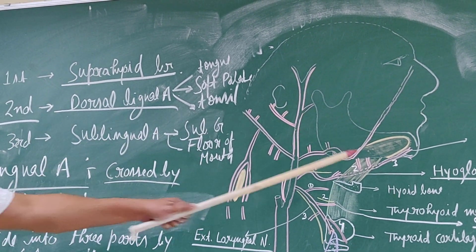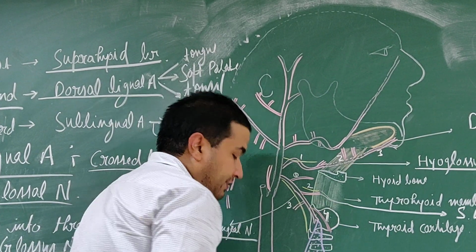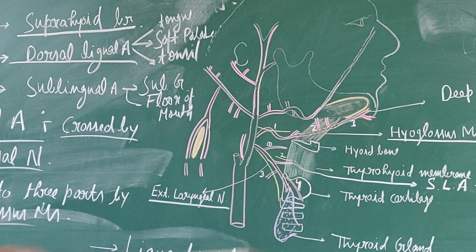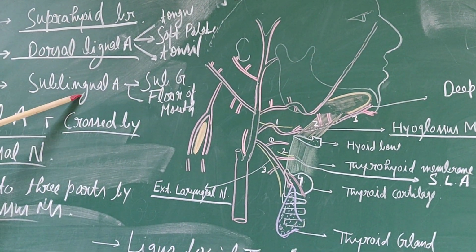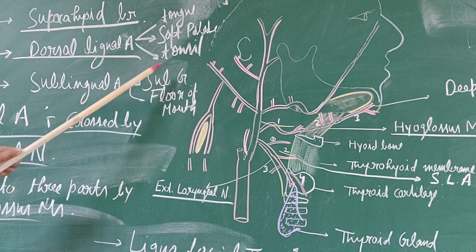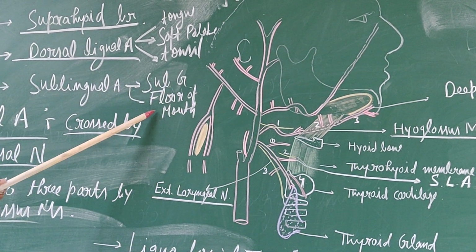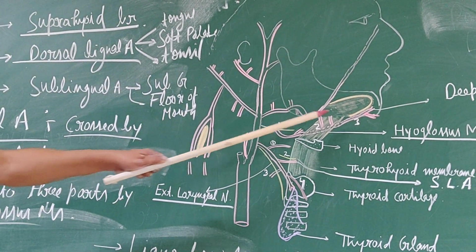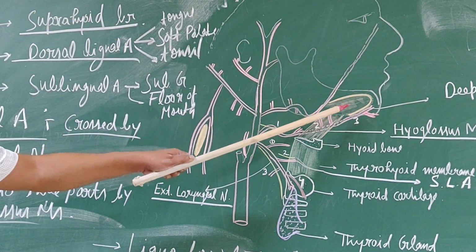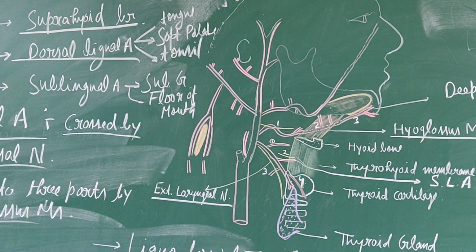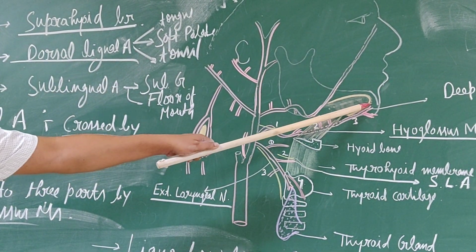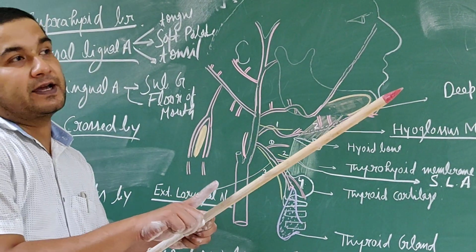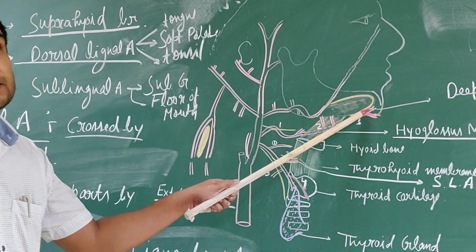Now the third part. From the third part, the branch is known as the sublingual artery. This sublingual artery supplies the sublingual salivary gland as well as the floor of the mouth. Now this third part passes on the dorsal surface of the tongue up to the apex, and at the apex the lingual arteries of both sides anastomose with each other.